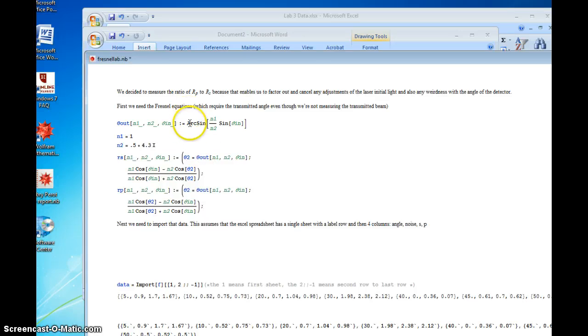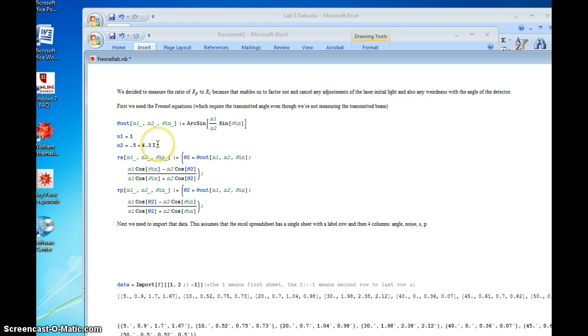Basically, the angle out equals arcsine of n1 over n2 times sine theta in. But how does that change when we're using imaginary numbers? Because our n1 is 1, but our n2 is imaginary, that ratio is going to be imaginary, and that means that to make this real, we need an imaginary sine. That's what we're confused about, so that's one thing to fix.